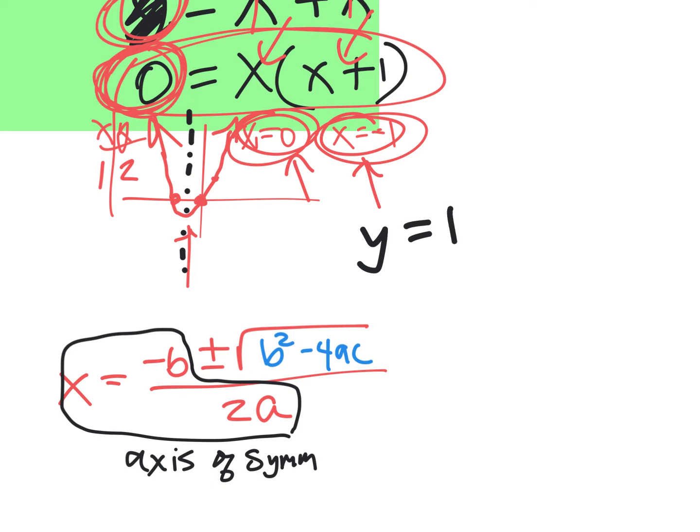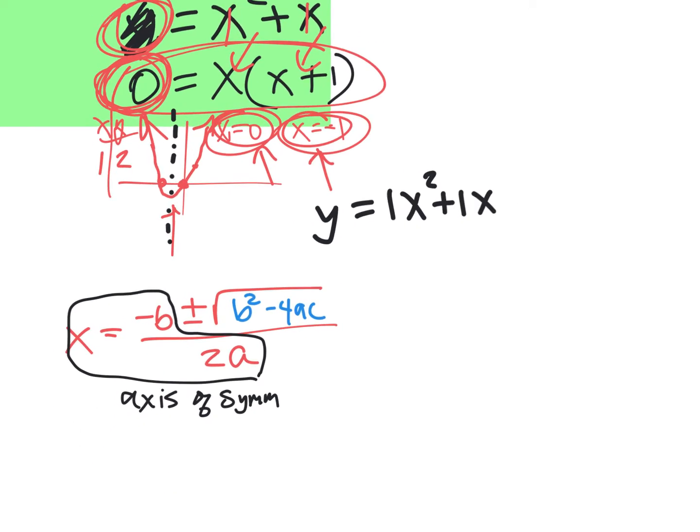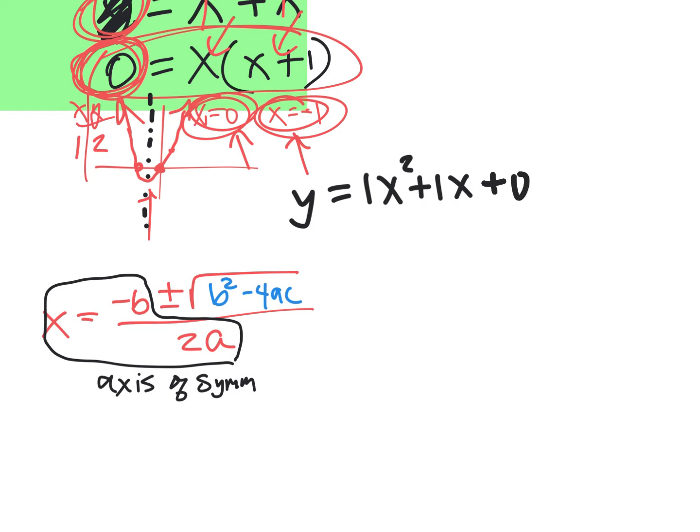So here's our formula again. Y equals 1x squared plus 1x. Why are you putting the ones in front, Mr. Server? Because they must be important all of a sudden. That's A, that's B, and that's C. 1, 1, and 0 are the A, B, and C.